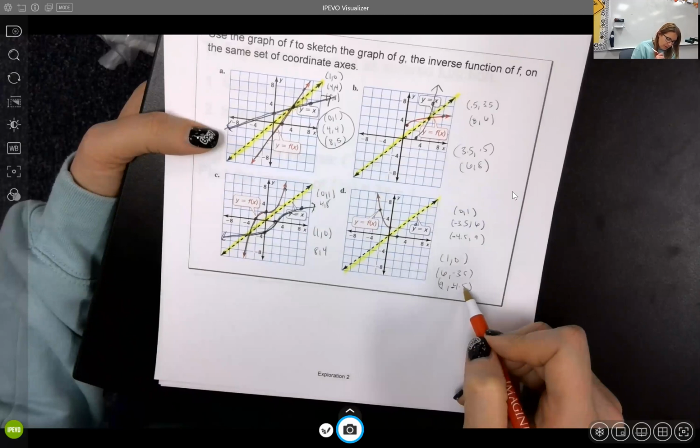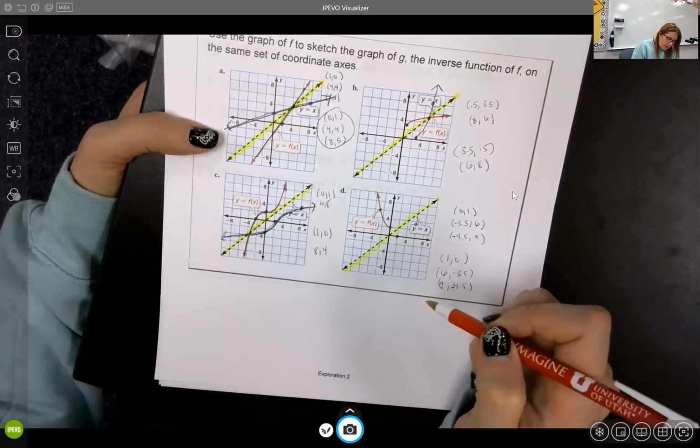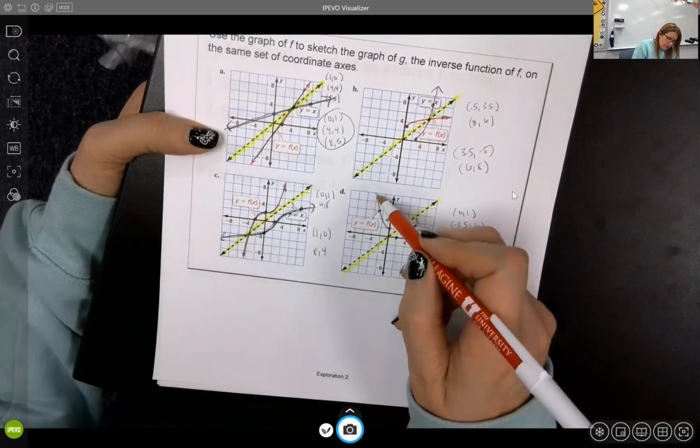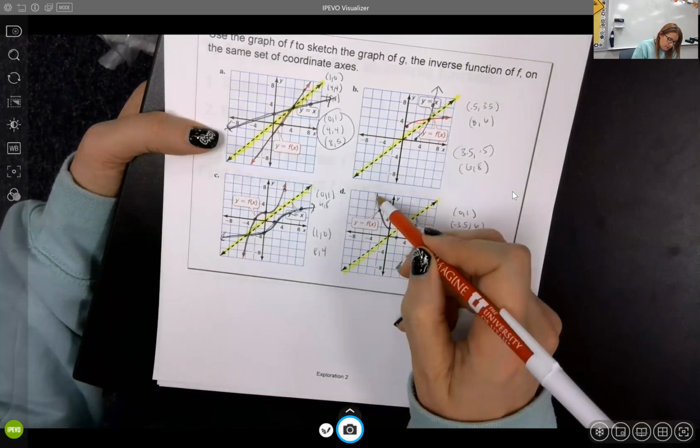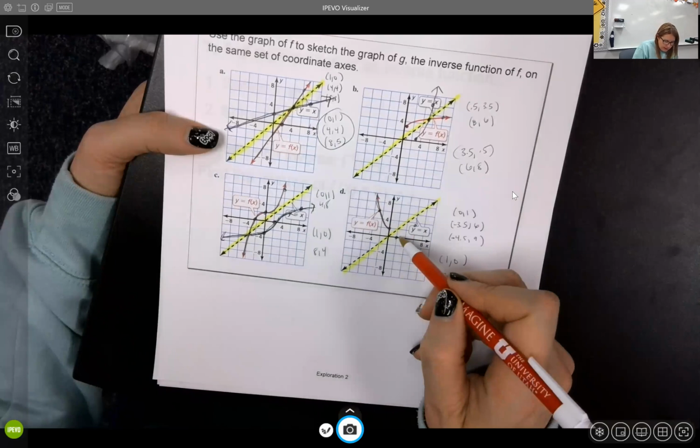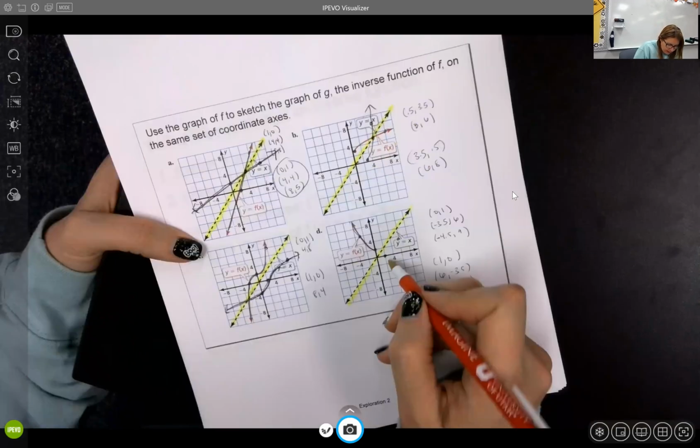Okay. So one thing that you're going to notice about this is that that's not on here. So I'm just going to follow this graph. So if I look at this, it is kind of going like this.